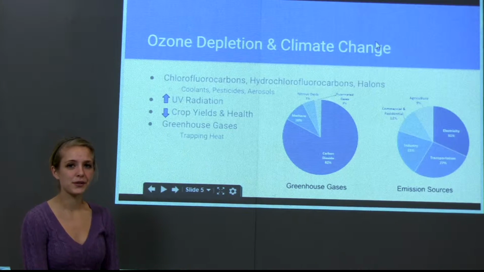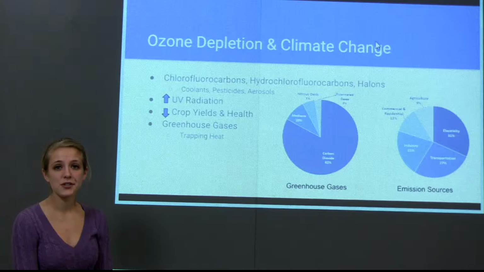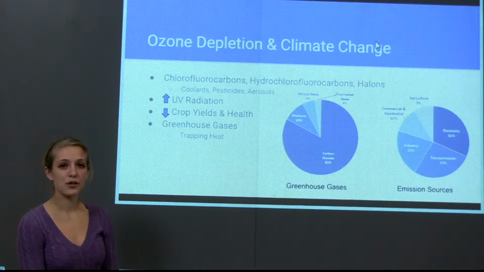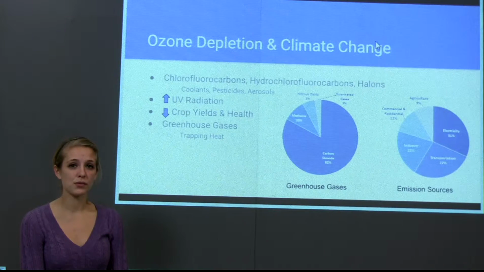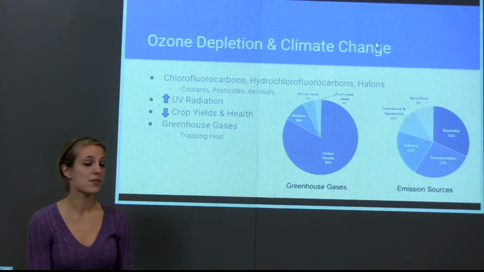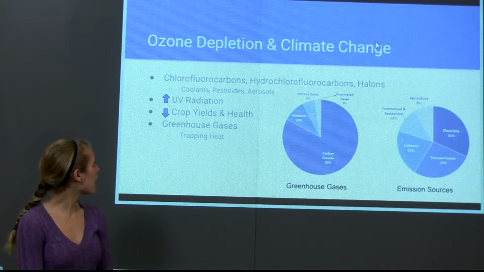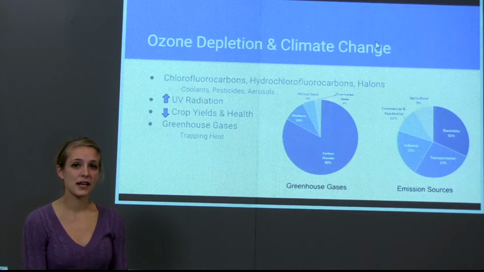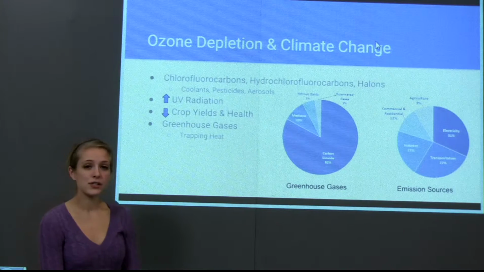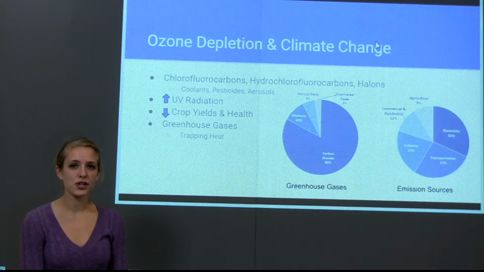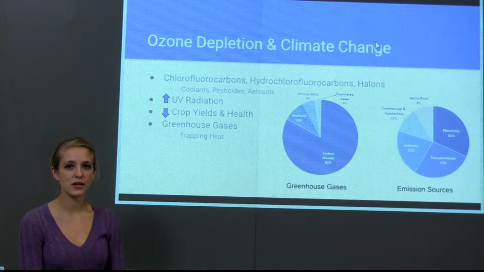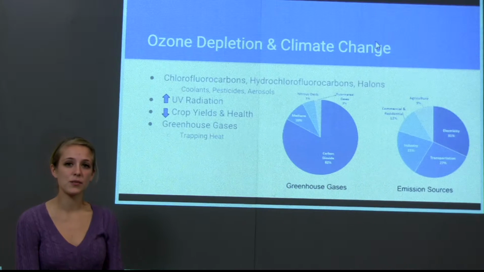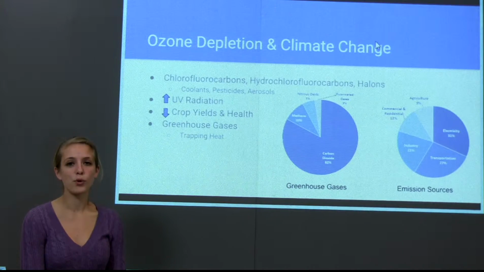Air pollution also leads to ozone depletion and climate change. So there are several chemicals as listed which will actually deplete the ozone layer, which blocks the UV radiation from the sun. These chemicals are found in coolants, pesticides, and aerosols such as a hairspray or a coolant in your refrigerator. So this increases the amount of UV radiation, which makes it to the earth where we are living. This causes decreases in crop yields and also in the human health, since our bodies then feel more UV radiation.